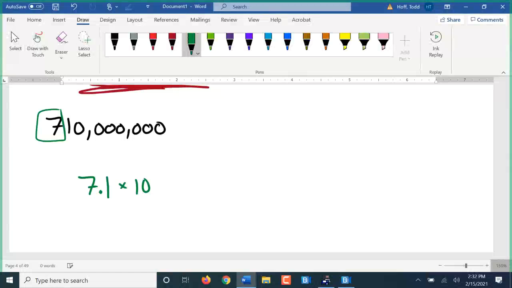To find our power of 10, we move the decimal point. The decimal point started out at the end of the number, moved it to here. It had to go 1, 2, 3, 4, 5, 6, 7, 8 places. Now, is that a positive 8 or a negative 8? Well, 710 million is a large number. It's larger than 1. So its place value is a positive power of 10. So this is 7.1 times 10 to the positive 8.